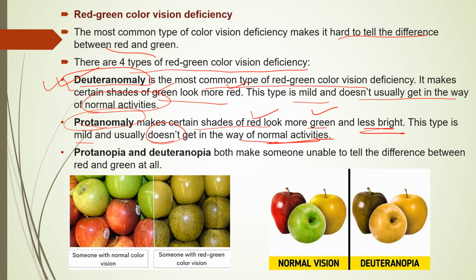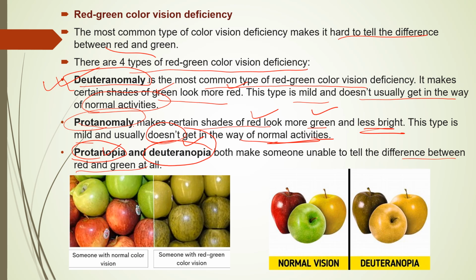But which one is more harmful? That is protanopia and deuteranopia. Just remember the terms. That is deuteranomaly. This is protanomaly, where the green looks more red and here the red looks more green. But in protanopia and deuteranopia, what is happening? Both make someone unable to tell the difference between red and green. So they are unable to find out the difference between red and green.